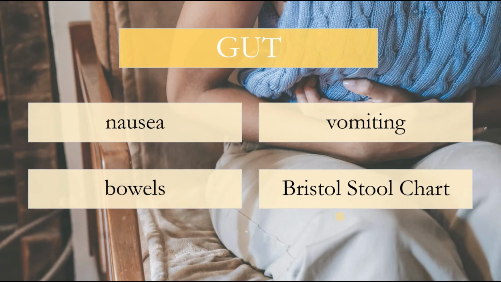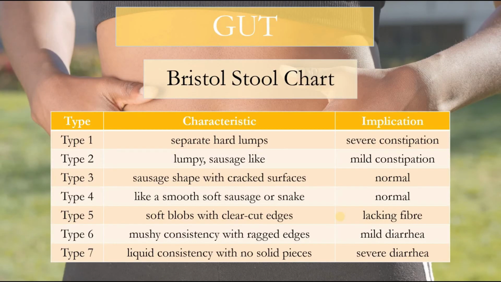For the bowels, we use the Bristol stool chart as reference. So this is the Bristol stool chart. So we have 7 types of stools and the following characteristics and their implication. For instance, if the patient has a smooth, soft sausage stool, then it's characterized as type 4. If the patient's stool is watery, that's a type 7. And if it's persistent, then we consider doing a stool sample and putting the patient in isolation. Okay? Just to rule out the likes of norovirus and C. diff as well.